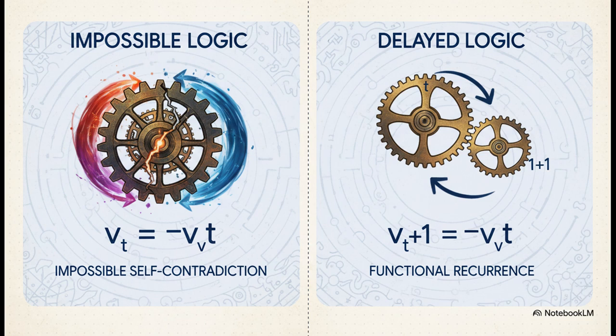And right here, this is the genius move. The old model, the static one, demanded the impossible, that a value at a single moment in time t had to be its own opposite. But the dynamic model makes this tiny but absolutely crucial change. It says the value at the next moment, at t+1, is the opposite of the value now, at t. And you know what? That's not a contradiction at all. That's just a simple, logical instruction for how to change over time.